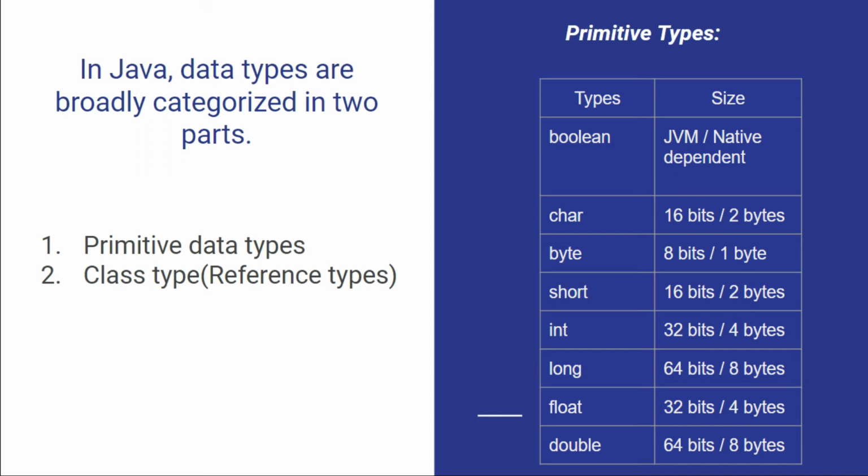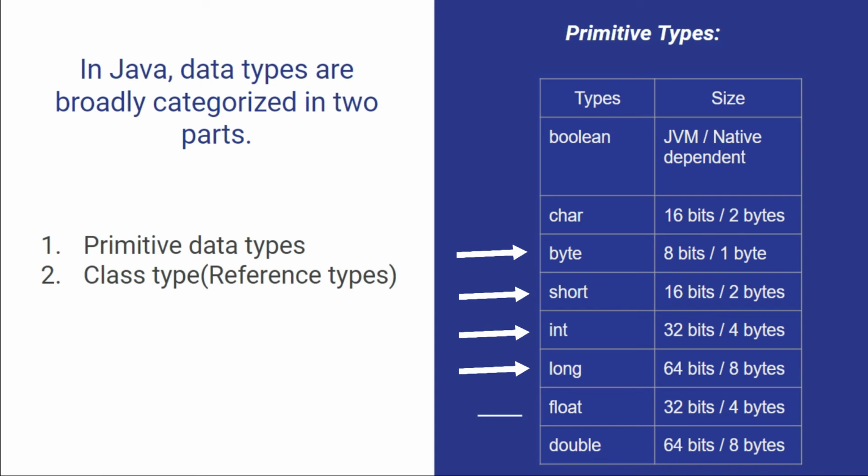The size of boolean depends on JVM. The size of char is 16 bits or 2 bytes. The size of byte is 1 byte or 8 bits. The size of short is 16 bits or 2 bytes. The size of int is 32 bits or 4 bytes. The size of long is 64 bits or 8 bytes. The size of float is 32 bits or 4 bytes. The size of double is 64 bits or 8 bytes.